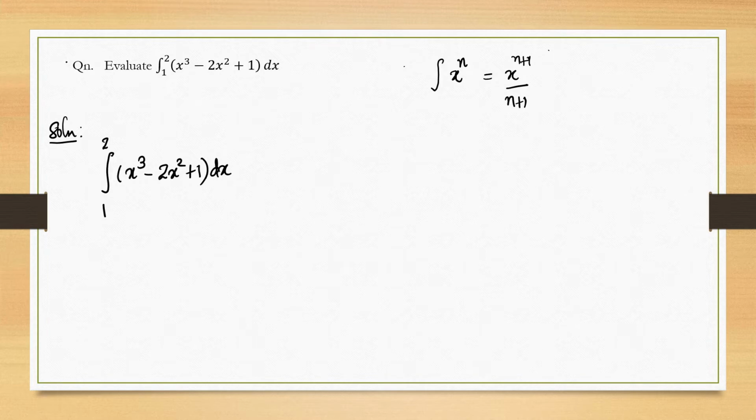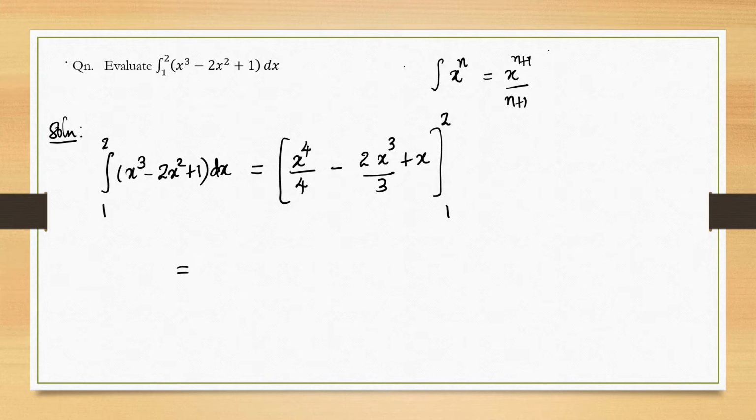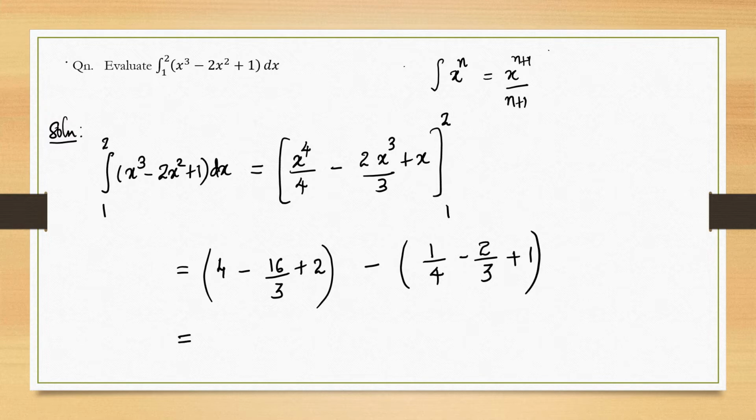The integral from 1 to 2 of x cubed minus 2x squared plus 1 dx equals, by the Fundamental Theorem of Calculus, the antiderivative of the integrand, which is x^4/4 minus 2 times x cubed/3 plus x, from 1 to 2, which when simplified, we get the final answer as 1/12.